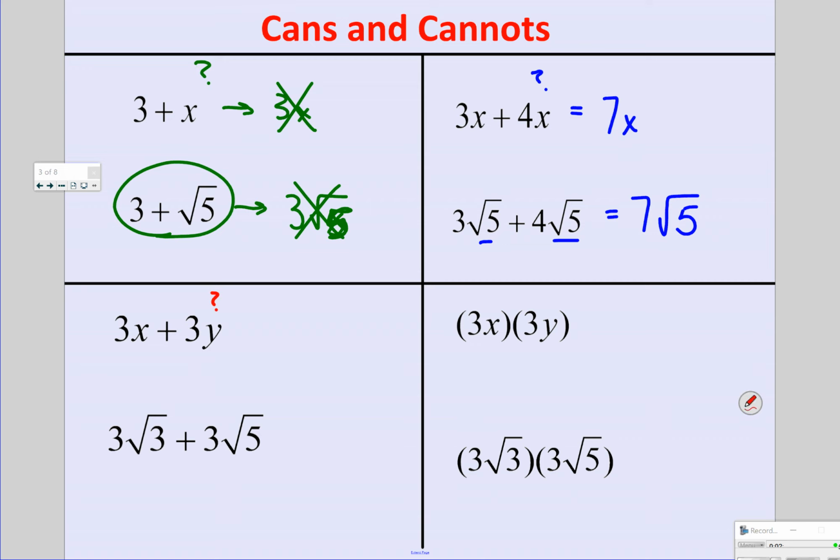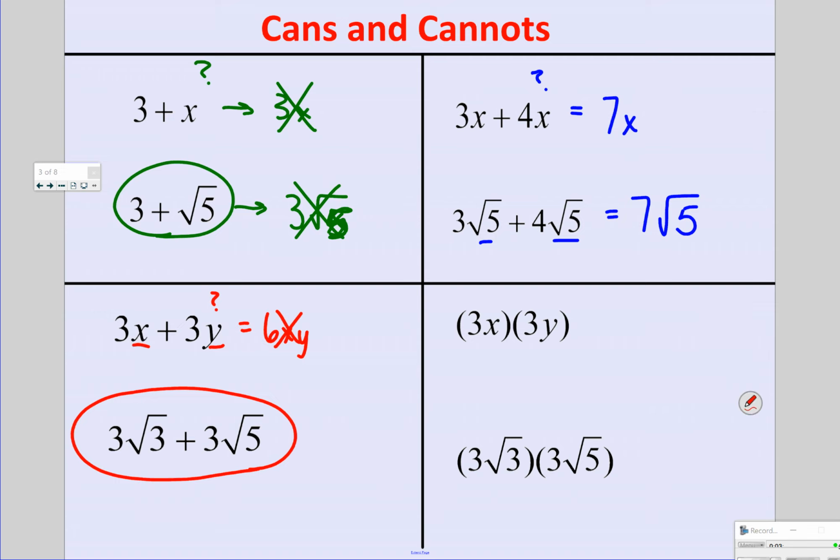Can this be added together? Can it become something like 6xy? And we know the answer to that is no, because these are not the exact same variables. Which means that for this second example, if I have square root of 3 and square root of 5, these cannot be added together because they're not like radicals. So in this case, this expression is already simplified. There's nothing more we can do to simplify that.